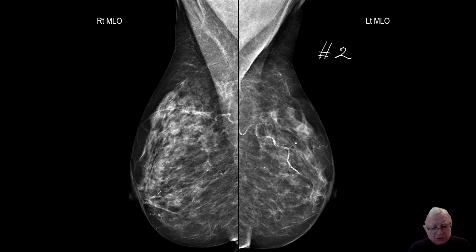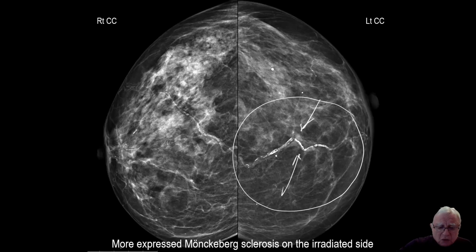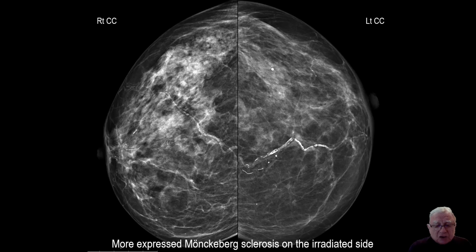MLO projections, scattered fibrogranular tissue, and Mönckeberg sclerosis. How strange that it's more expressed on the left side than on the right side. Look at the extent and the intensity of Mönckeberg sclerosis. Do you know what happened? This patient had a breast cancer and was irradiated. Dear colleagues, I'd like to call your attention and encourage you about the following.